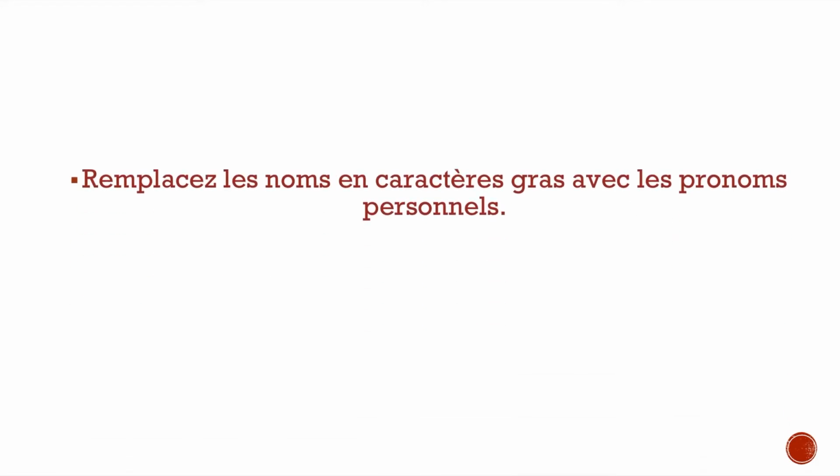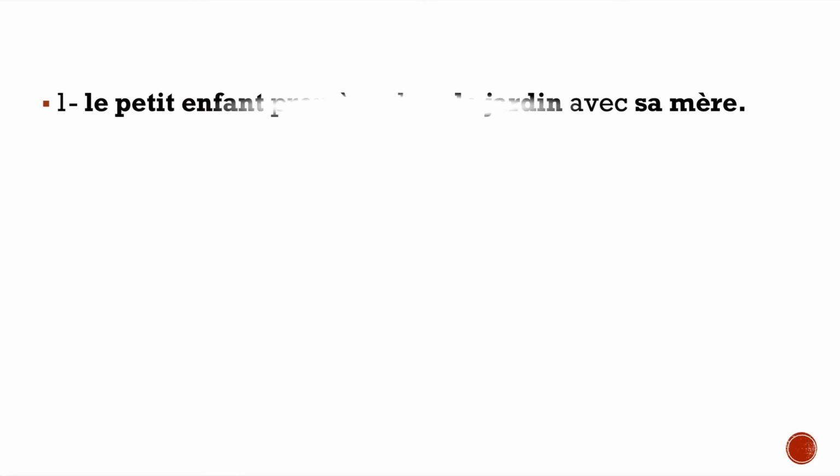Let's solve together now some exercises. The first exercise is about remplacer le nom en caractère gras avec les pronoms personnels. The first sentence is: Le petit enfant se promène dans le jardin avec sa mère. Here, as you see, we have three nouns. The first noun is a subject.